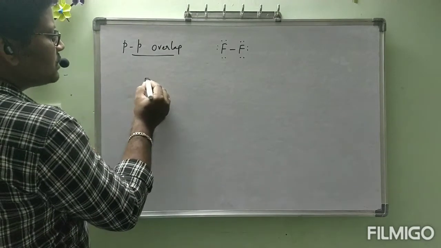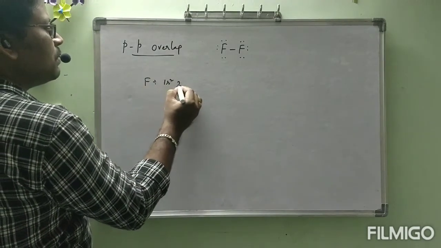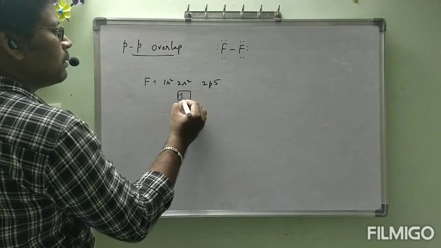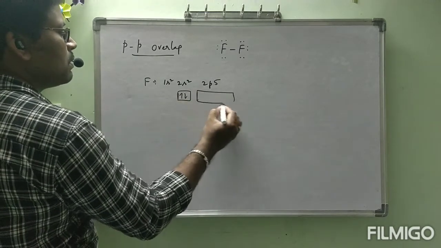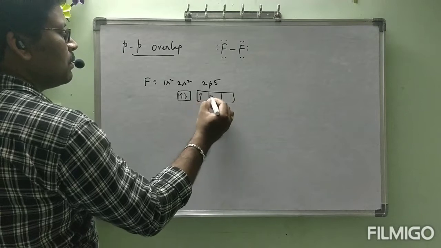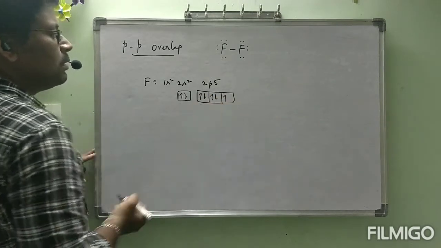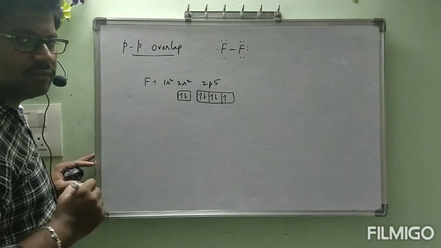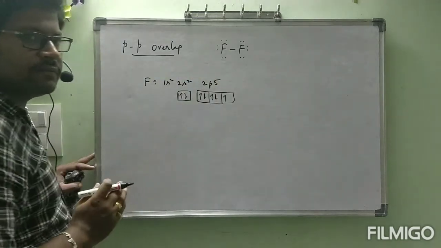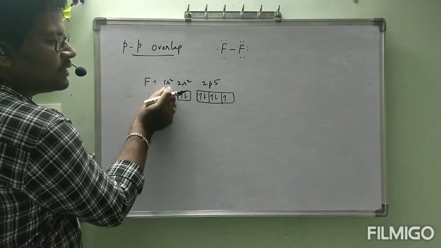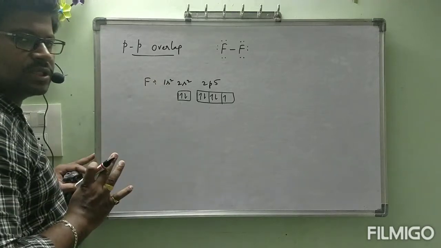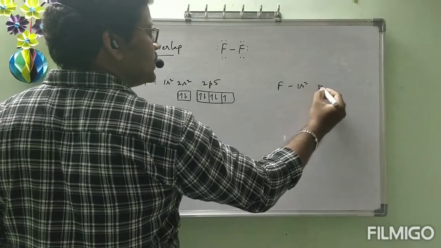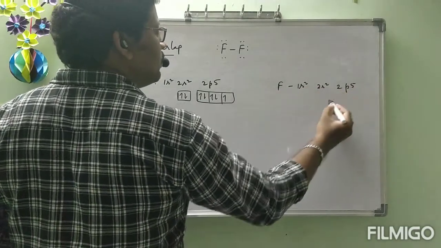I am writing the electronic configuration of fluorine. 1s2, 2s2, 2p5. Outermost electrons only I am representing with boxes. Observe that one carefully. This one has already helium configuration, no? So that one I am not going to disturb. Next, another fluorine: 1s2, 2s2, 2p5.